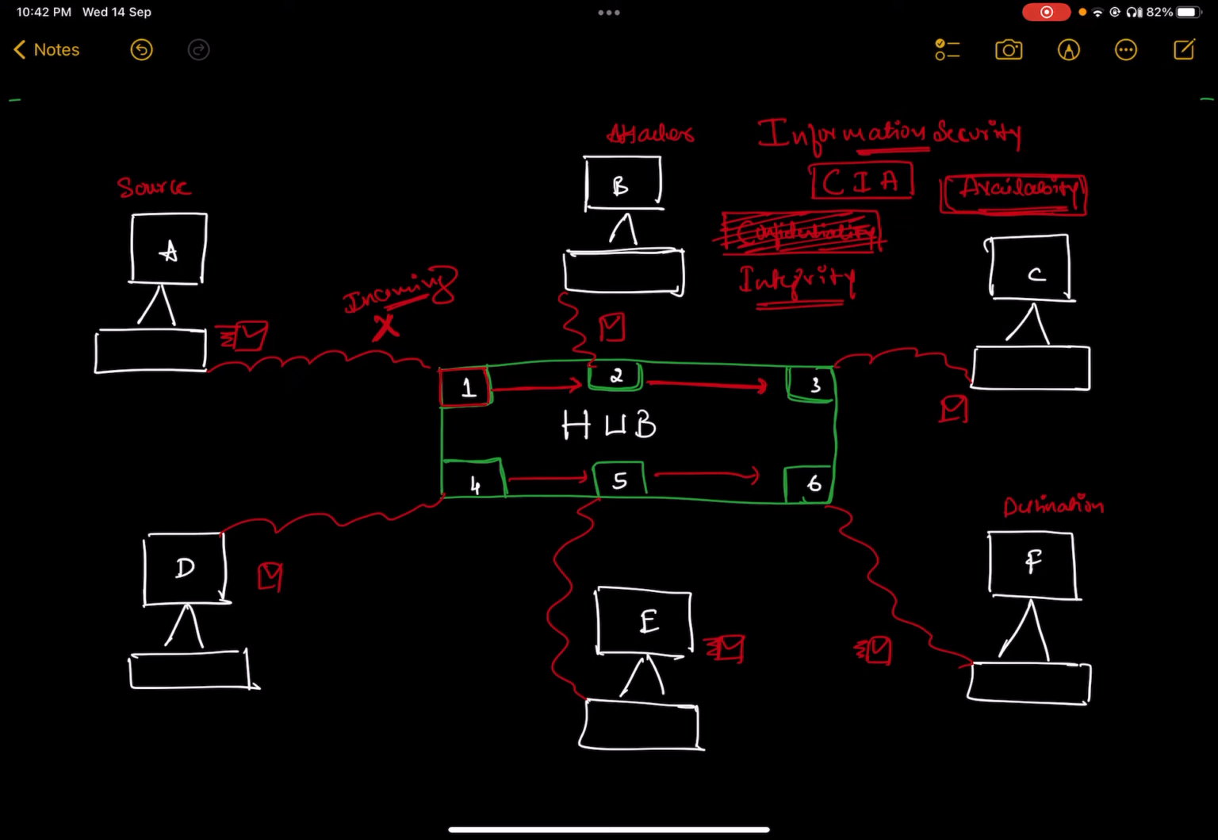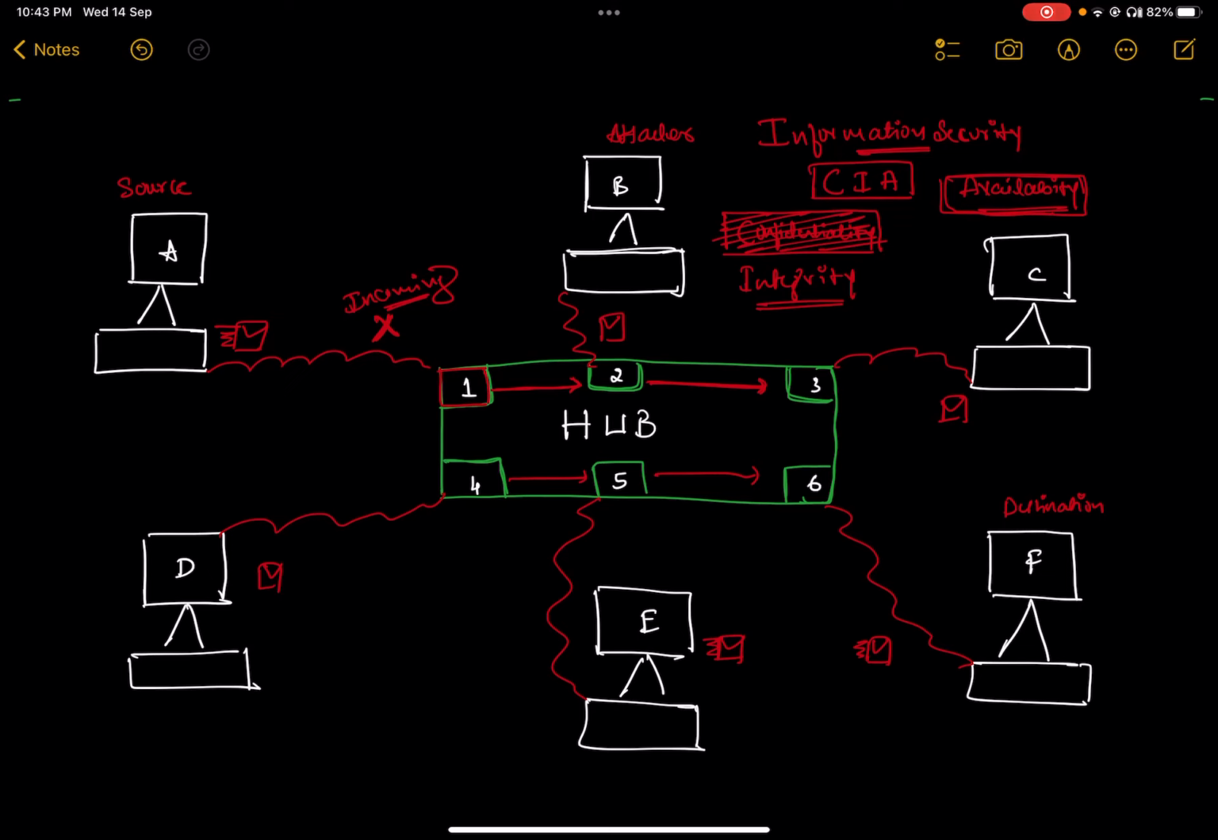This is how the hub works. So what points do we know about the hub now? Before we conclude our class, the hub is a layer 1 device. It works on the protocol data unit, that is bits, and it lacks the basic intelligence, like to which port the packet or the frame needs to be transferred, because it doesn't understand the information present in the frames, right? And it violates all three principles, or the three pillars, of information security, right?